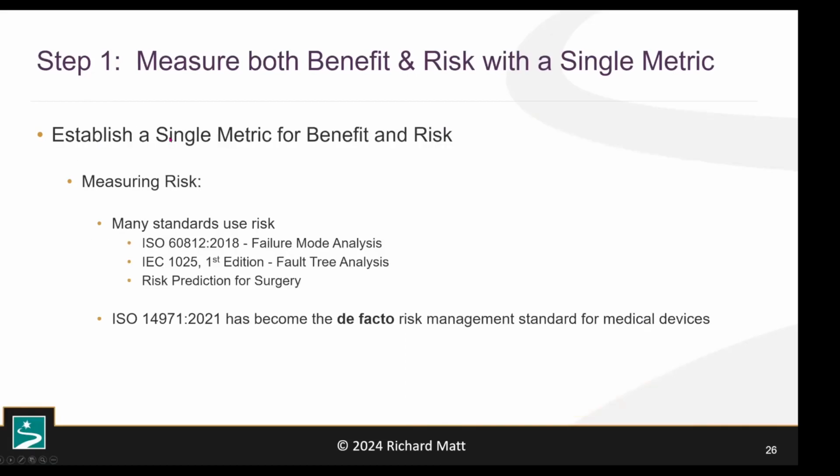So we want to establish a single metric for benefit risk. We want it to be much more objective. When we look at measuring risk, we have lots of standards that do this. I have a very small selection here: 6812 failure mode analysis, 1025 fault tree analysis. I found a risk predictions for surgery out of Britain that was really well done. And there's many others I can put in here also. So we have lots of ways of measuring risk.